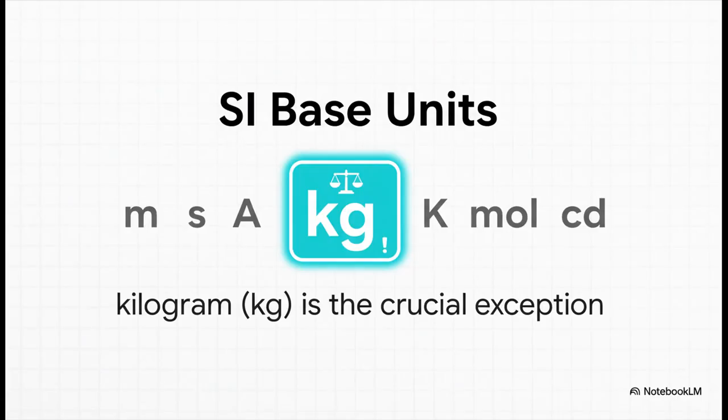Now, you know how there's always an exception to the rule. Well, here it is, and this one is a big deal in physics. For almost every other measurement, the base unit is just the plain unit, no prefix. But for mass, the standard unit, the one you have to use in equations, is the kilogram, not the gram. It's really the one time a prefix is part of the standard, so just burn that one into your memory.